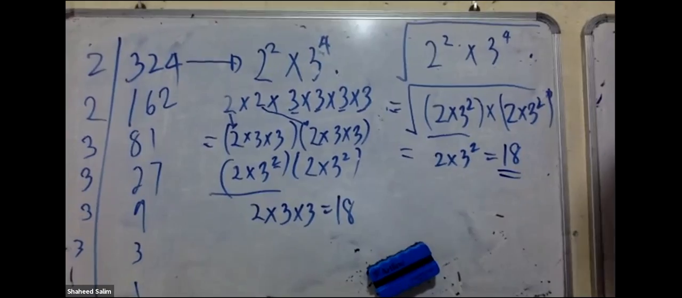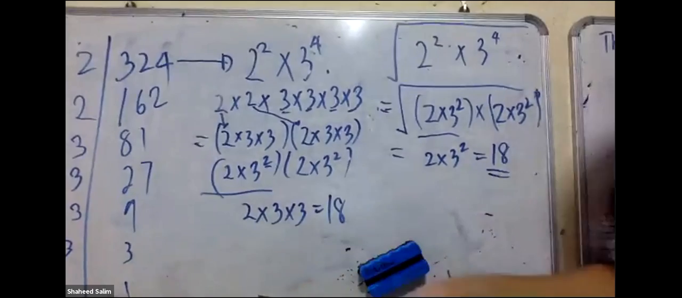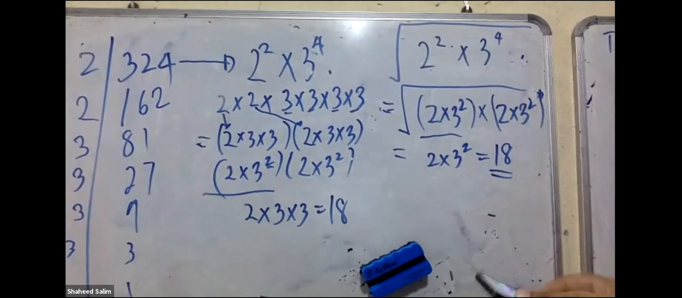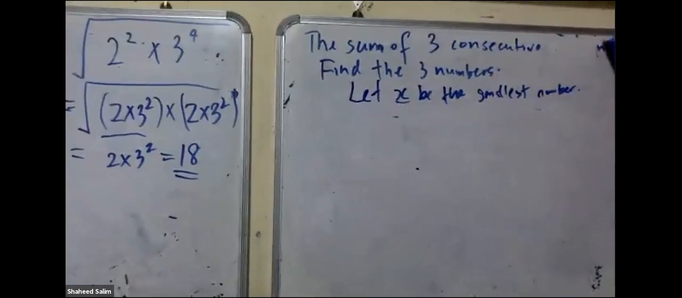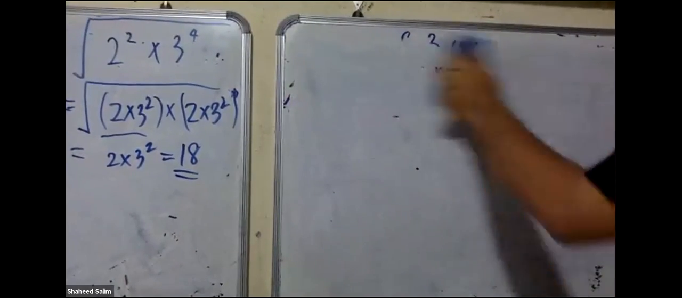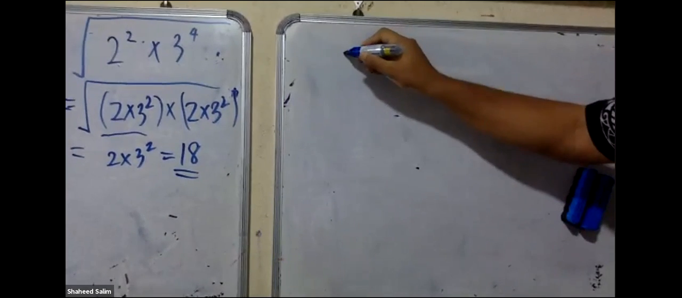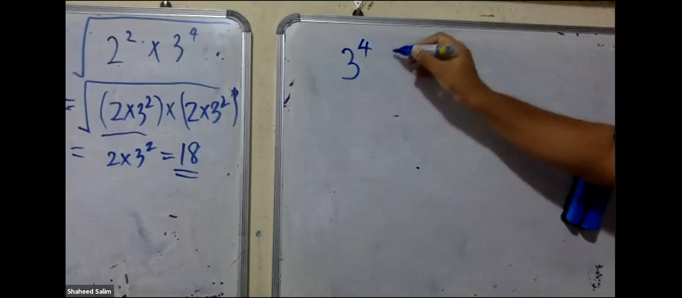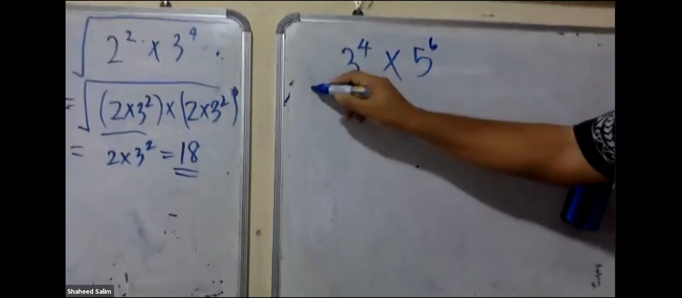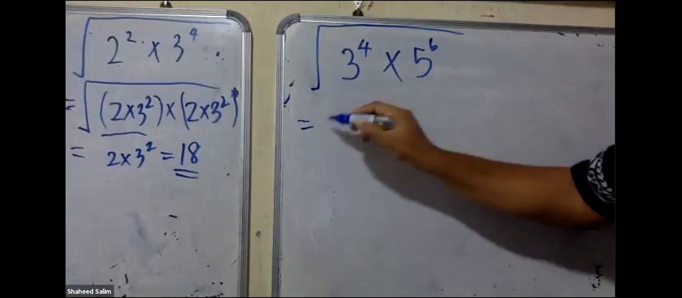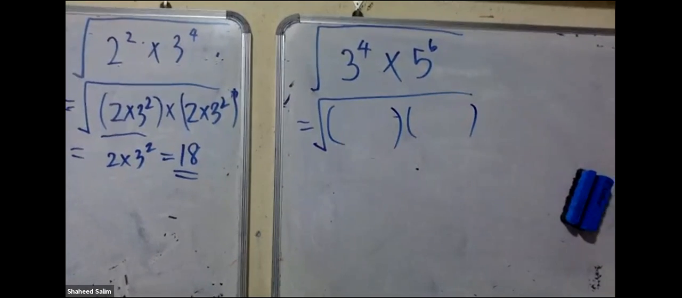Okay. Now, more or less, I've already explained. I'm going to give you now a number for you to find the square root of. I give you the index notation here. You tell me now. What is the square root of this number? 3 to the power of 4 times 5 to the power of 6. I want to square root this. What is the answer? What are the two groups down here that I should put? Can you tell me?